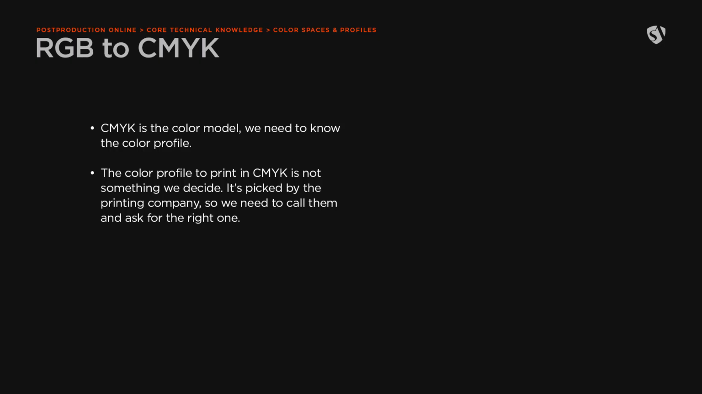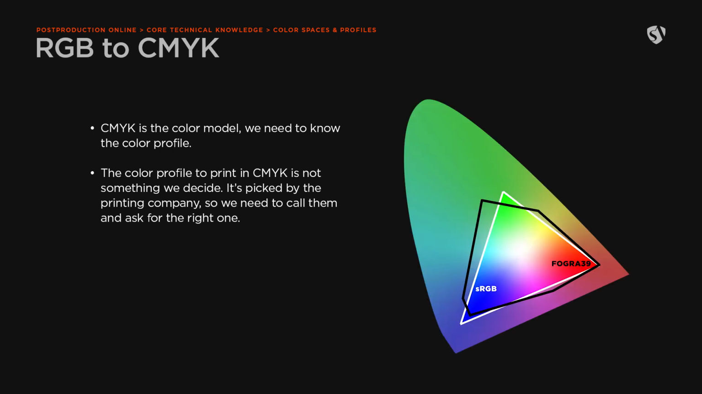What happens if we need to print an image in CMYK? Well, first of all, CMYK is not a color profile, but rather a color model. Therefore, we need to know which specific color profile will be used to print. Let's say, for example, that the printing company works with Fogra 39. Both sRGB and Fogra 39 are mapped so that we can go from one to the other. Unfortunately, the sRGB gamut doesn't completely cover the Fogra 39 gamut. For this reason, some colors are going to be lost during the conversion process.